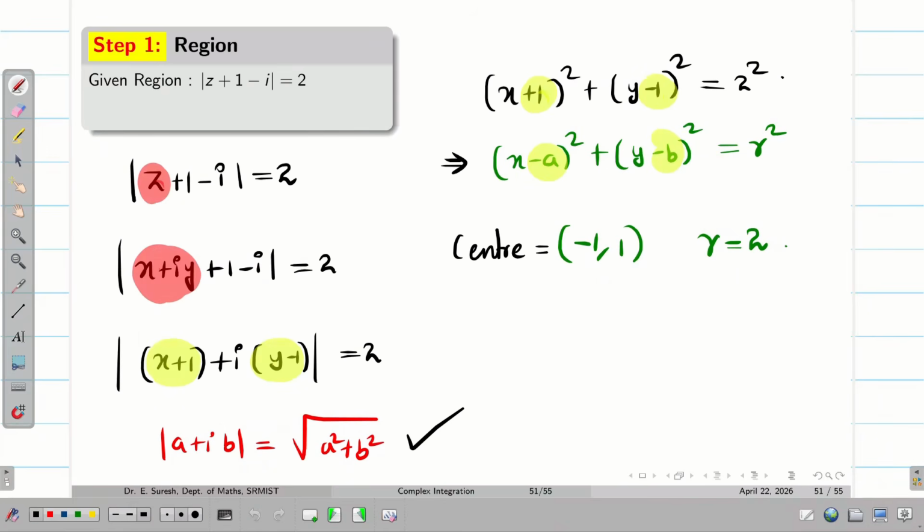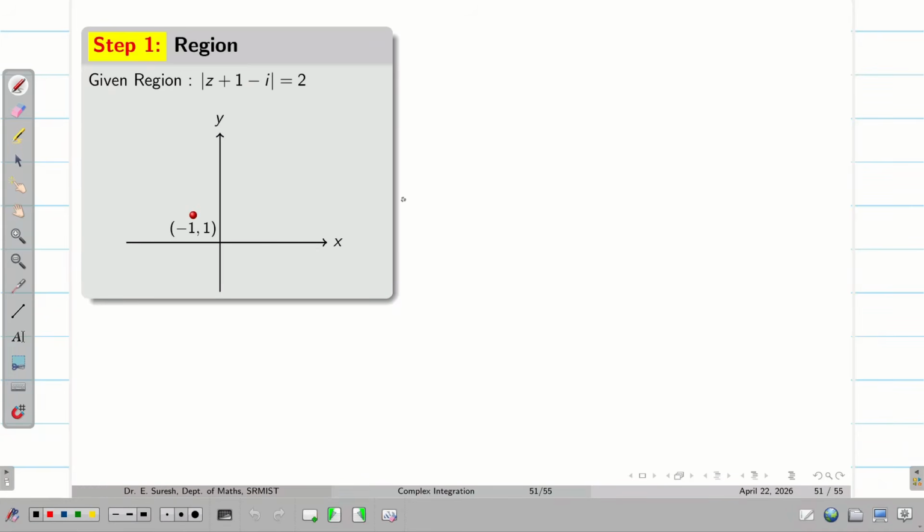Now let us draw the figure. Center minus 1 comma 1 and my radius is 2. So 2 points away, that is 1 comma 1. Similarly, here we can take this as minus 1 comma 3. So using these 2 points, I can easily draw the circle, shade the region and mark the radius.